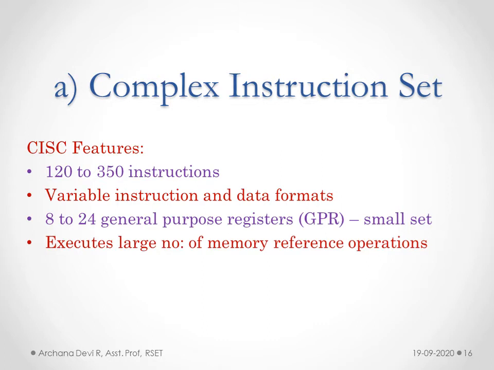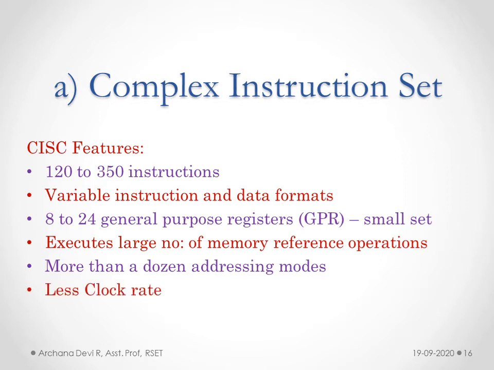Then it executes a large number of memory reference operations. It mainly executes memory reference operations. For any operation, say add a comma b, the operands are fetched from memory, the calculation is made, and the result is returned back to the memory directly. This makes the system slower because you are accessing the memory directly. Now, it supports more addressing modes. The addressing modes supported in CISC are much more compared to RISC. As mentioned earlier, it has a lower clock rate compared to RISC architecture.